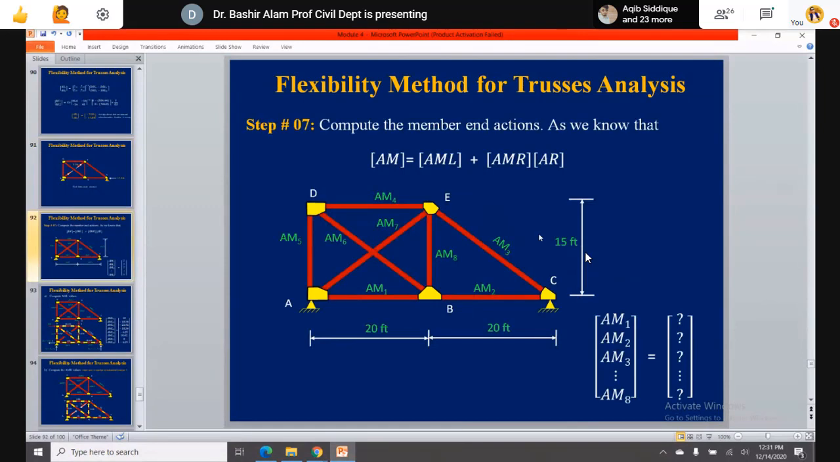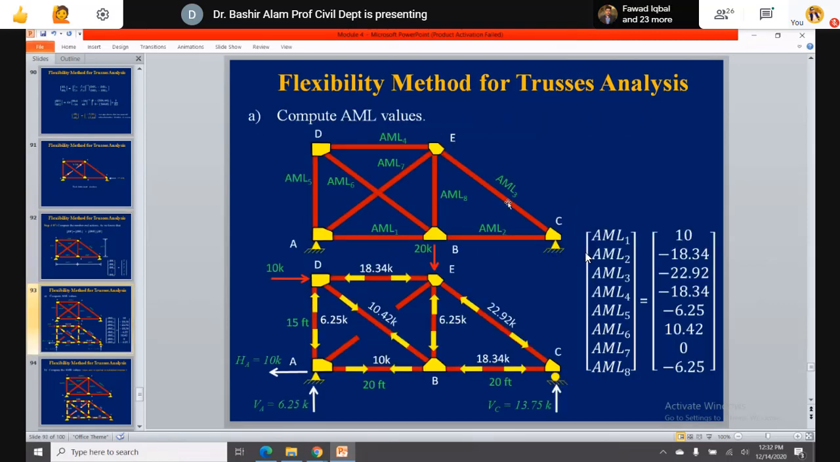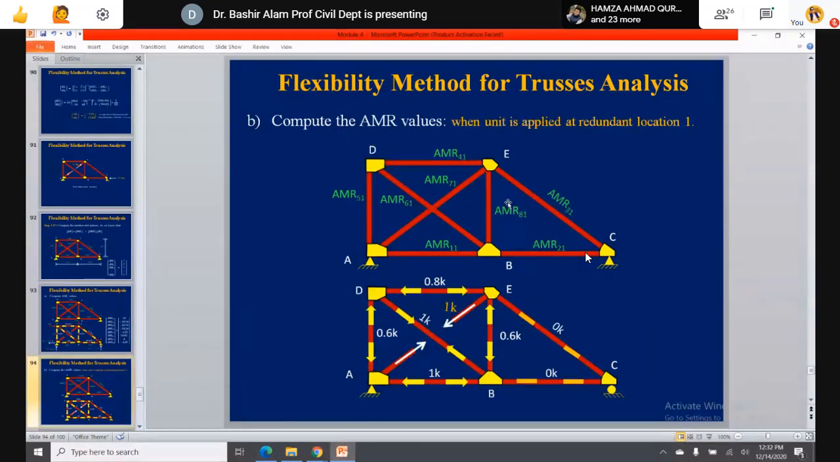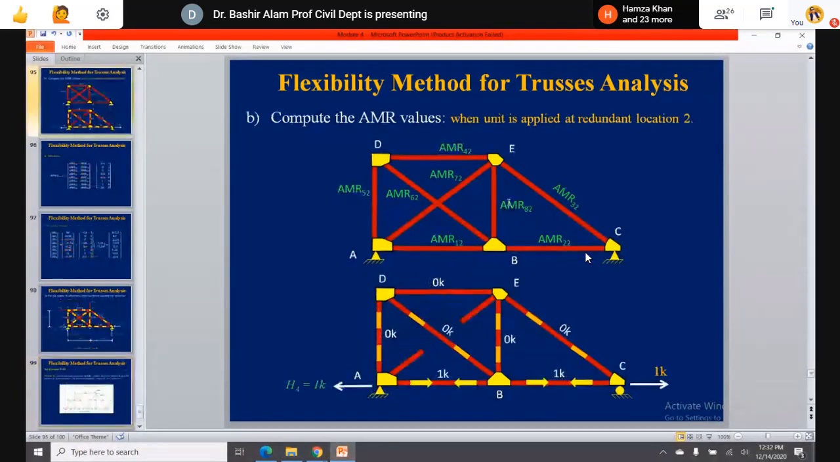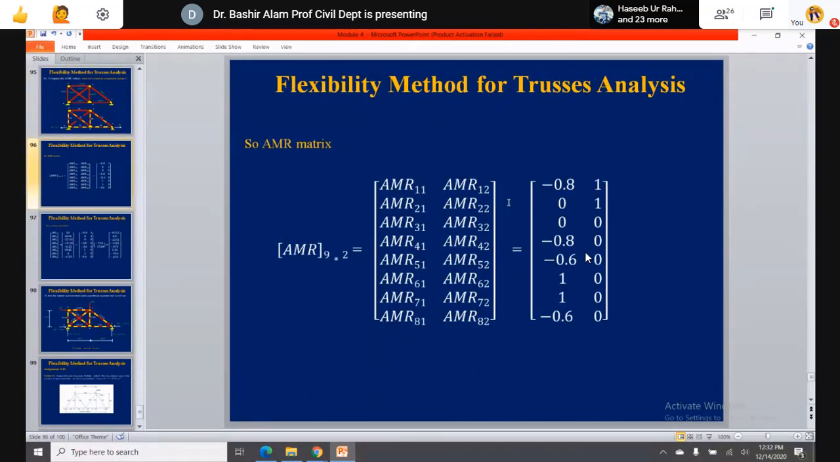AML now, AM values are calculated. So first we label the member forces AM1, 2 up to 7 members, or how many members? 8 members are there. So we label. Accordingly, we complete the AML matrix, and accordingly the AMR matrix also. Here AML is completed. Then AMR is completed, the AMR completed matrix.